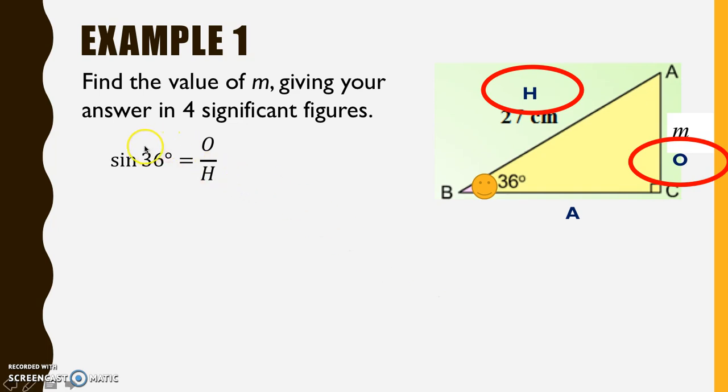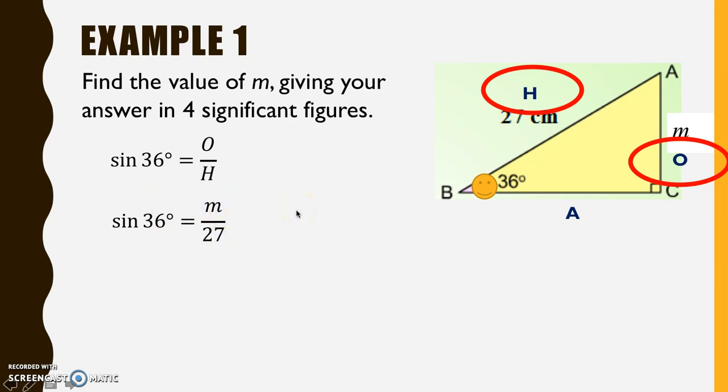So I put sine 36 degrees equals opposite over hypotenuse. I want you to take some time to copy down this particular part. When you are done, please look up. So sine 36 degrees equals O over H. I'm going to substitute O and H in: sine 36 degrees equals m over 27. You see that now I'm able to make progress to find the value of m.